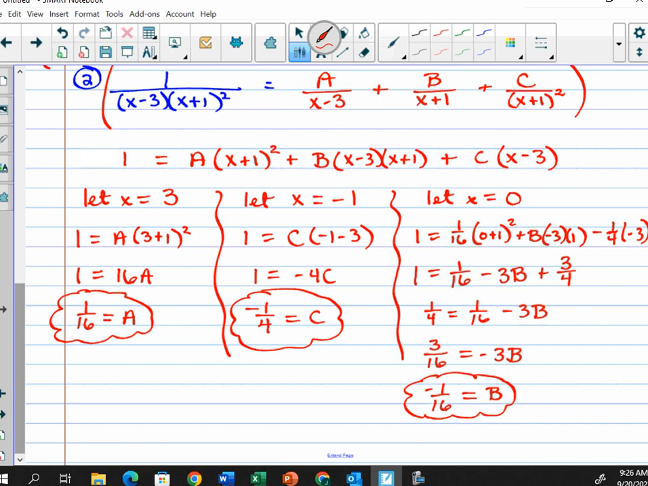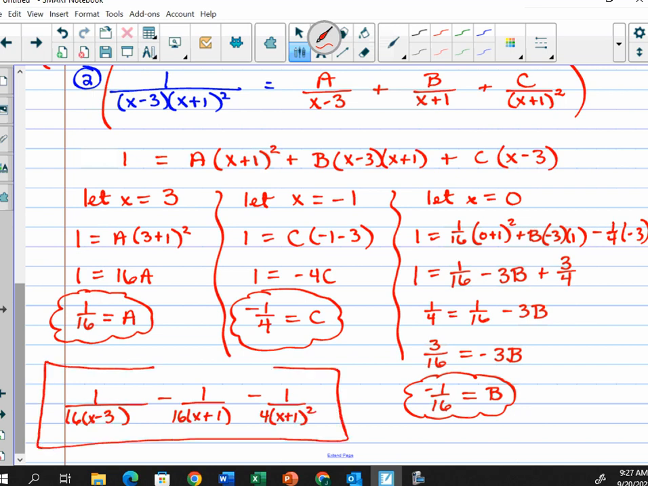So looking at what I have up above, you can barely see it, A is 1/16, so I'm going to write 1/16 times x minus 3, minus 1/16 times x plus 1, minus 1/4 times x plus 1 quantity squared. That is your partial fraction decomposition answer. Questions?